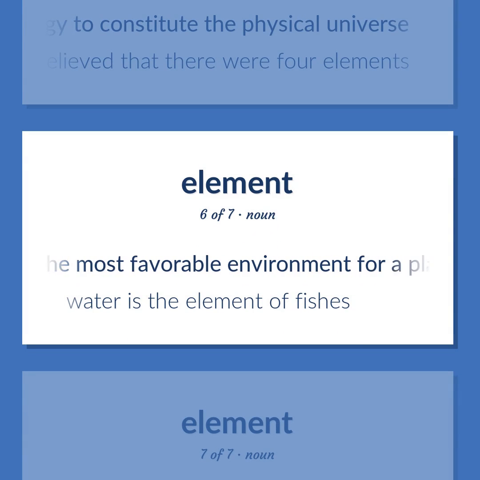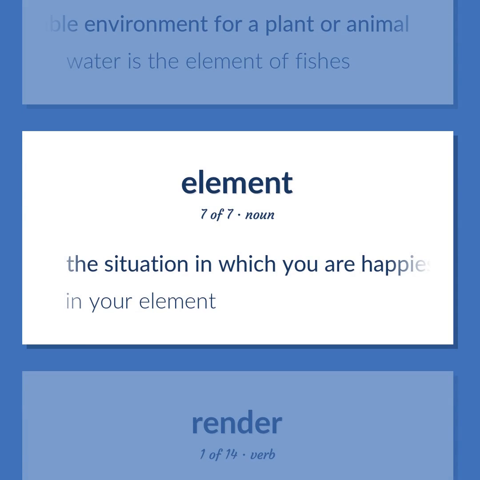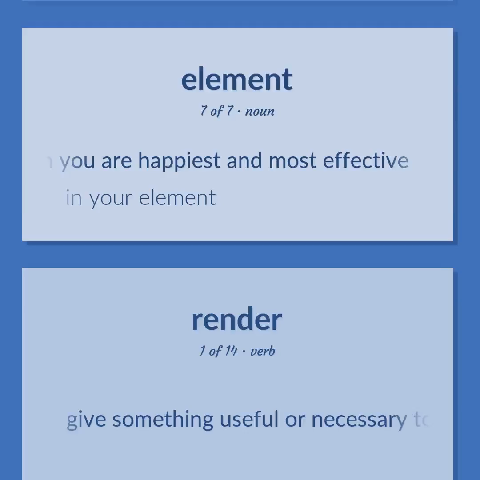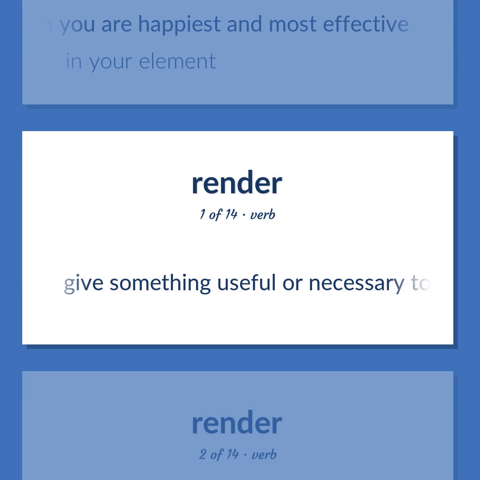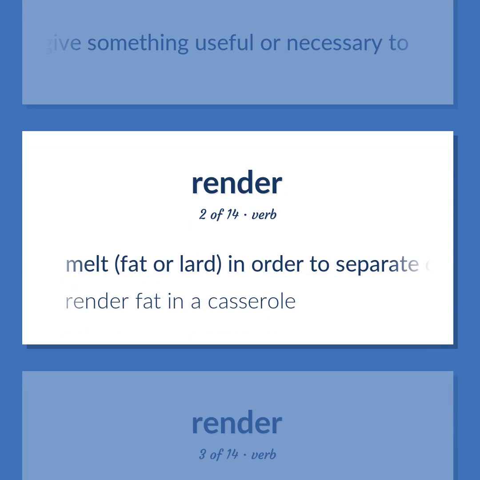The most favorable environment for a plant or animal. Water is the element of fishes. The situation in which you are happiest and most effective. In your element. Give something useful or necessary to. Melt fat or lard in order to separate out impurities. Render fat in a casserole.